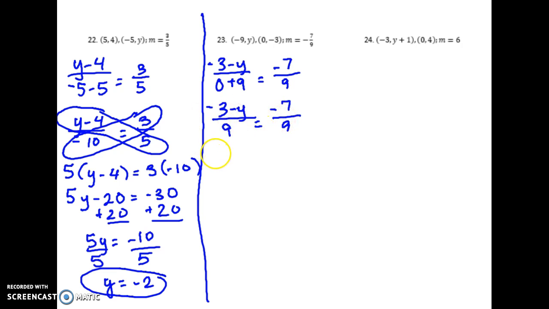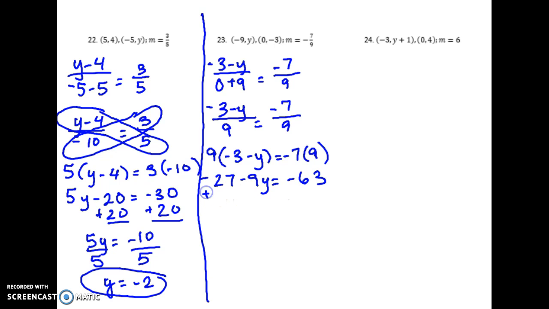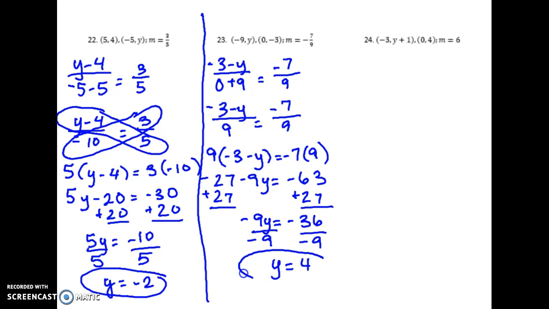So let's set up cross products. 9 times negative 3 minus y is equal to negative 7 times 9. So we've got negative 27 minus 9y is equal to negative 63. I'm going to add my 27 to both sides. And when I do that, I get negative 9y is going to be equal to negative 36. And I divide by negative 9. My y is going to be 4. There we go. All right, moving on to number 24.